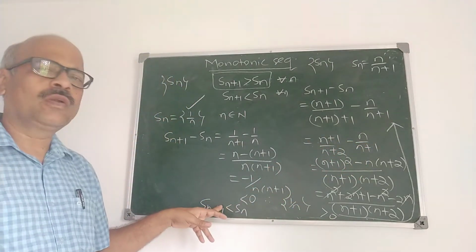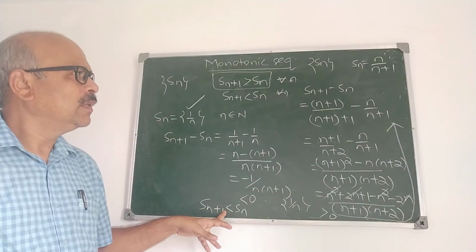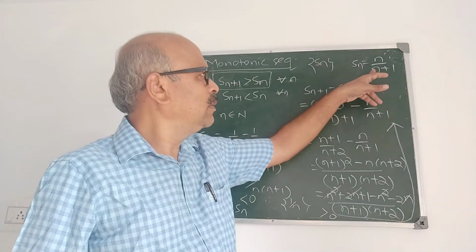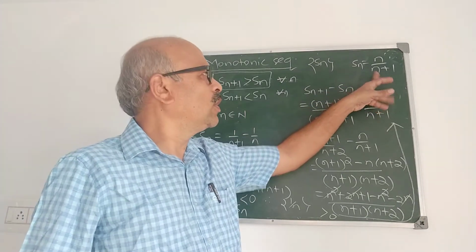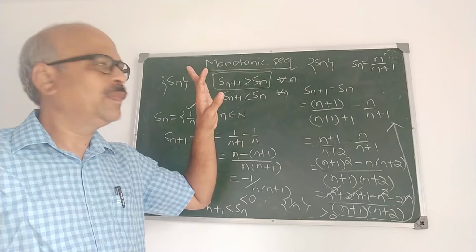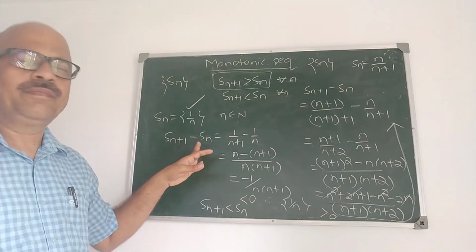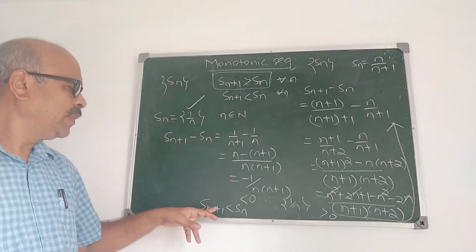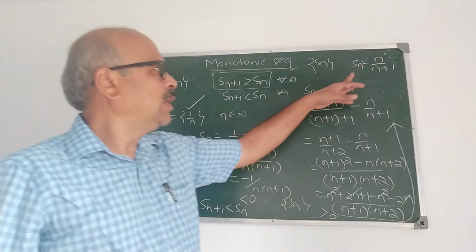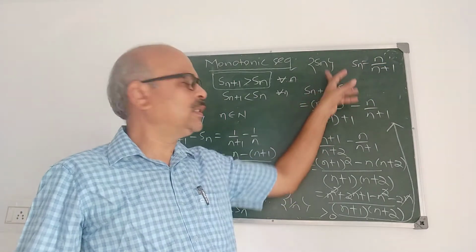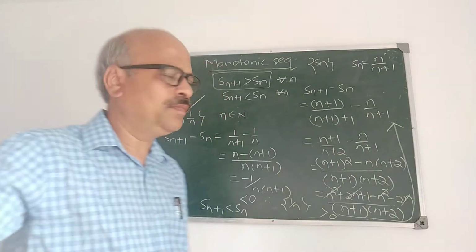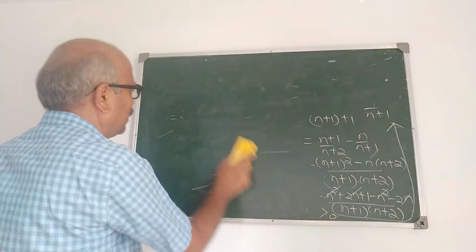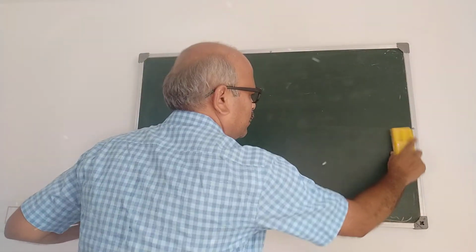These are the examples of monotonically increasing and monotonically decreasing sequences. Therefore, when the sequence is given by knowing the nth term, it is not possible to say directly whether it is increasing or decreasing. So, you have to use this method here: consider Sn plus 1 minus Sn. This is the definition of monotonically increasing and decreasing sequences.